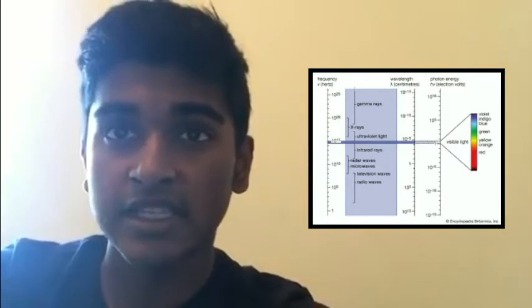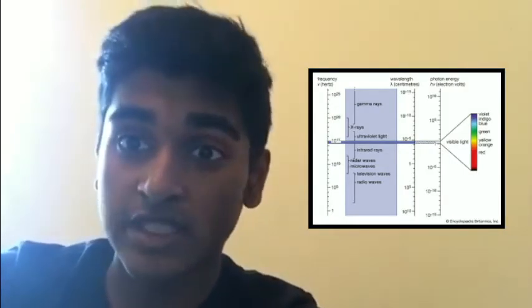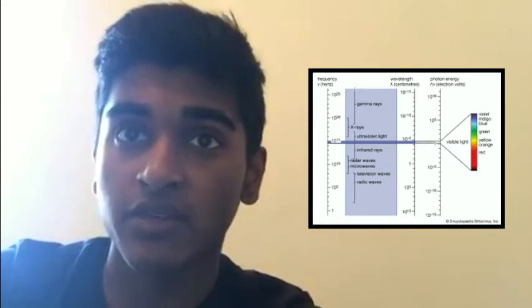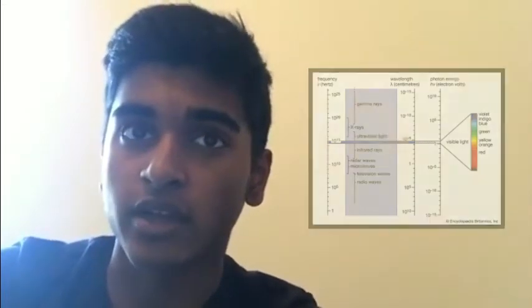Today I'm going to be talking a little bit about the electromagnetic spectrum. The electromagnetic spectrum is the entire range and scope of frequencies and the respective wavelengths of electromagnetic radiation and photon energy. Light is a form of electromagnetic radiation.